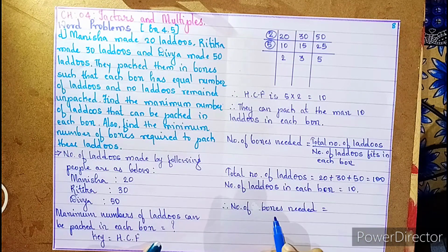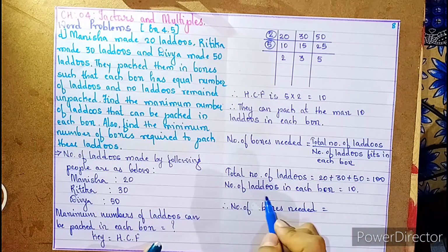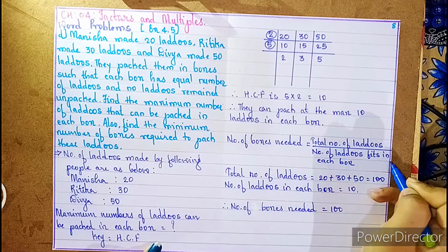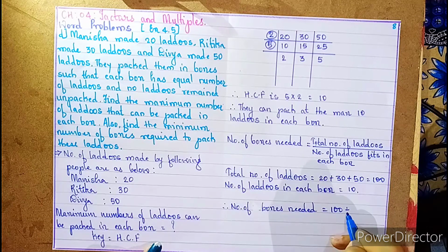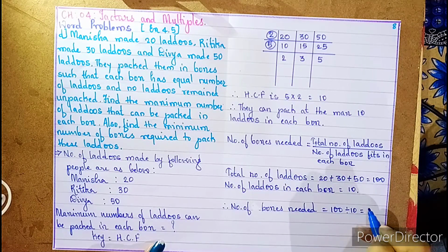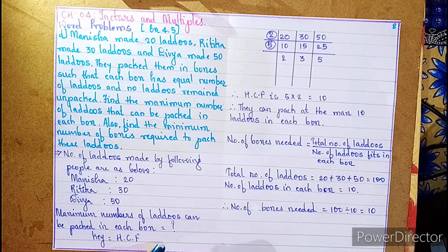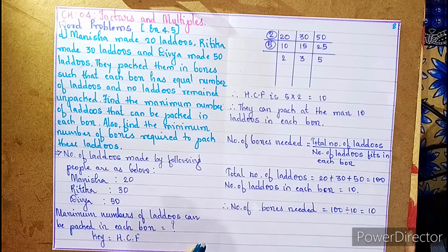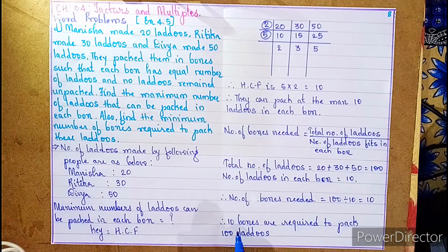Therefore the number of boxes needed equals the total number of laddus, 100, divided by the number of laddus that fit in each box, 10. So when we divide 100 by 10, we get the answer 10. So how many boxes do we need? We need 10 boxes to fit 100 laddus. Let's write the final statement. Therefore 10 boxes are required to pack 100 laddus.